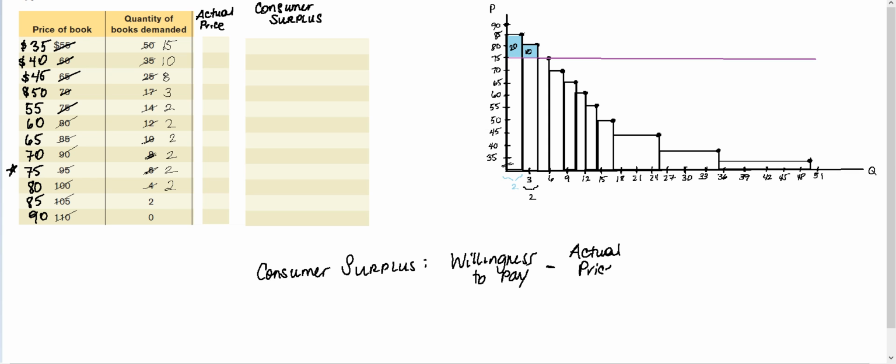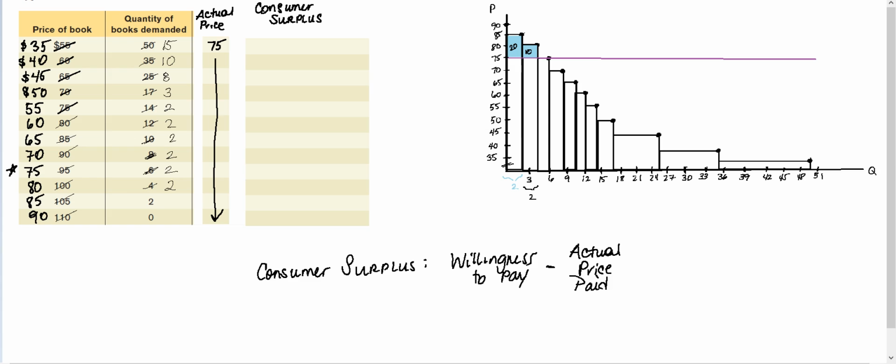Now, this problem has told us to assume that the equilibrium price is the binding price here. It's the price at which books are sold. So down the line here, I'm just going to enter 75 as the actual price that the book is sold at. And now I'm going to consider the consumer surplus.